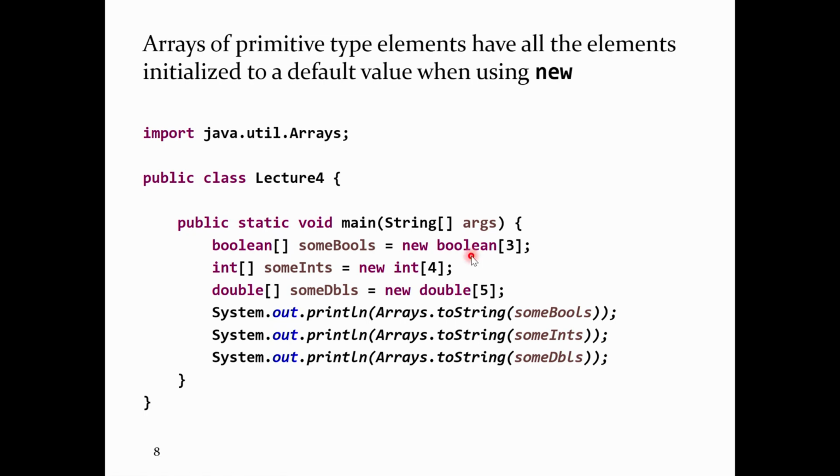So when you write new boolean, all of the elements get set to false. So some bools is an array of 3 false values: false, false, false. When you use a numeric value, they get set to 0. So some ints, new int 4, you get an array 0, 0, 0, 0. Some doubles is an array of 5 double values, so you get an array 0.0, 0.0, 0.0, 0.0, 0.0. 5 double values.